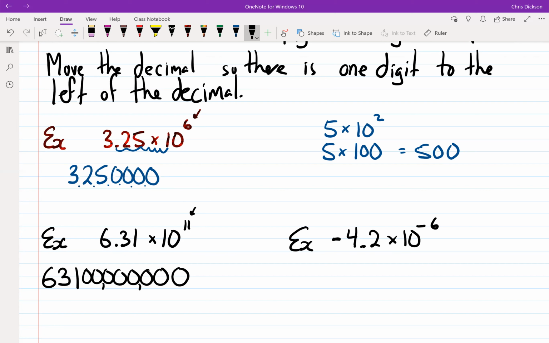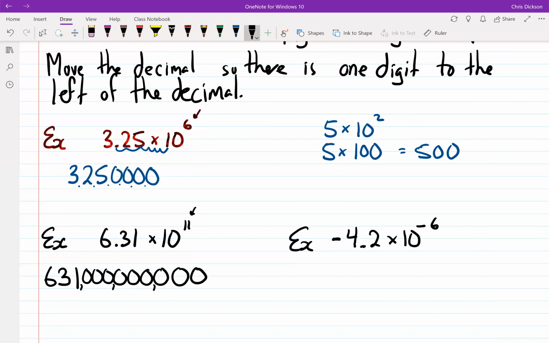Sorry, did I make a mistake there? So 1, 2, 3, 4, 5, 6, 7, 8, 9, 10. Oh, we need 11. Yeah, one more zero. So I goofed that up. So I need to have 3, 6, 9, and then of course the decimal would be there. That does seem right to me. That was a 6 at the beginning.